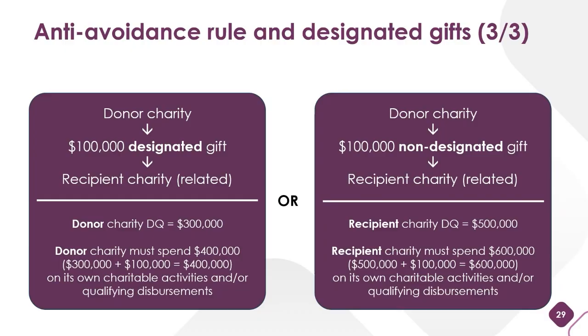On the flip side, if a donor charity does not indicate that the gift of $100,000 is designated, and the recipient charity has a DQ of $500,000, the recipient charity must now spend $600,000. It's $500,000 DQ plus the $100,000 gift to equal $600,000 on its own charitable activities and/or qualifying disbursements.